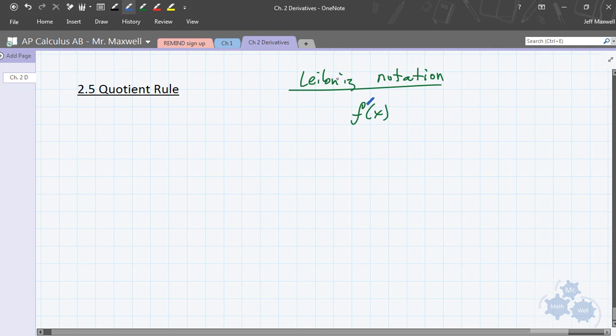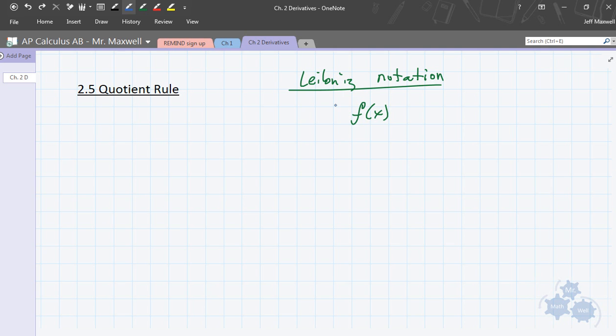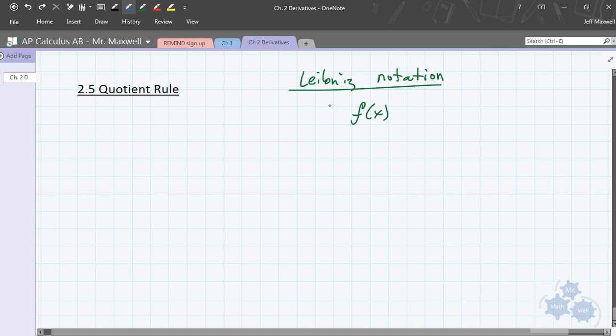The reason Leibniz notation caught on is that he was one of the inventors of calculus, so he used it a lot. It does have some applications when we get up to higher derivatives, and even differential equations, which we're going to get to. So we use Leibniz notation there. You don't have to worry about it quite yet. But what it looks like is this symbol, d over dx.